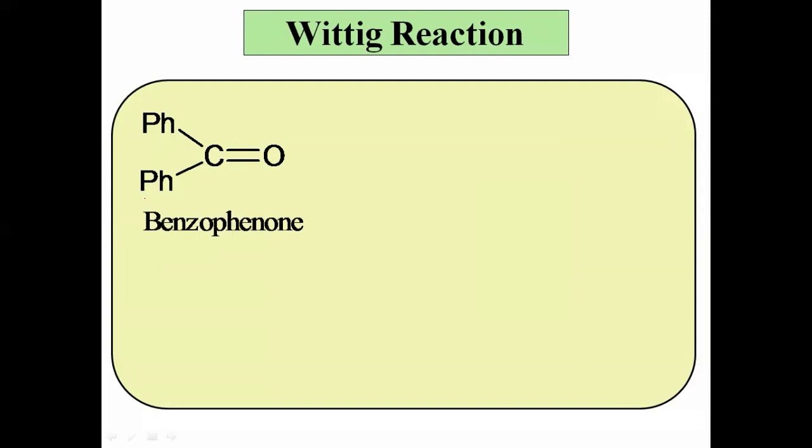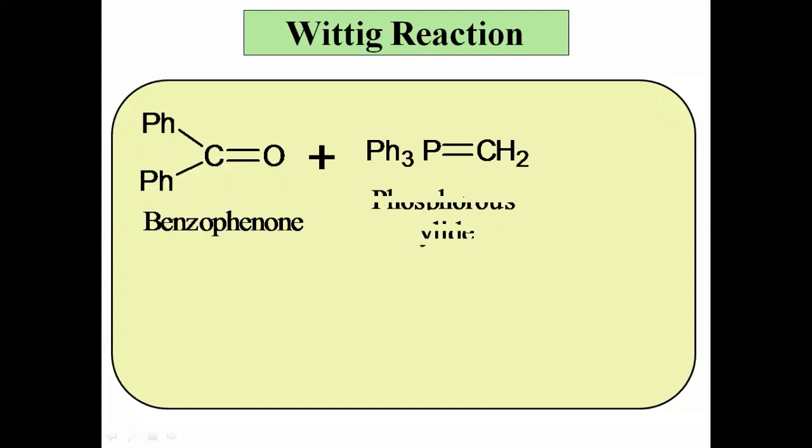We can take any ketone. We can take any aldehyde. We can take the example of acetone, butanone, or acetophenone. Any aldehyde or ketone we can use instead of that benzophenone. This is benzophenone, an example of a carbonyl compound, an example of a ketone. When this compound is treated with, suppose, our Wittig reagent Ph3P double bond CH2, this is our phosphorus ylide. This is our Wittig reagent.